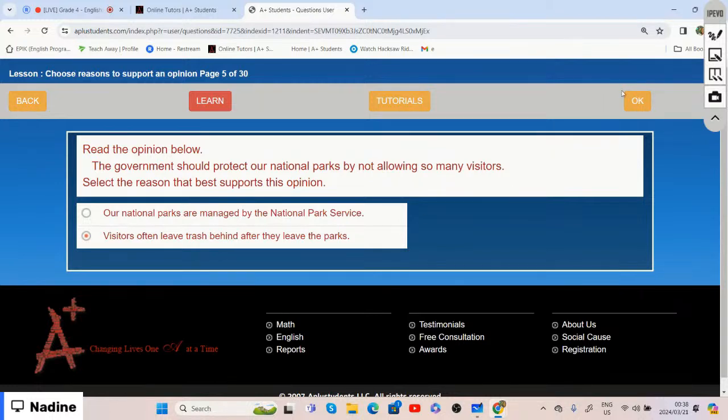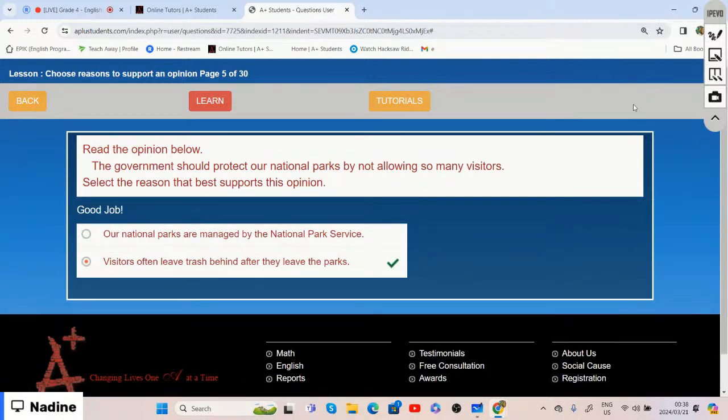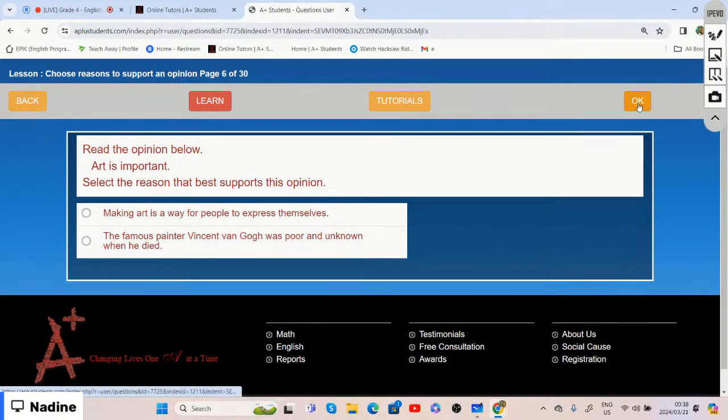All right. So we can then say that visitors often leave trash behind after they leave the parks, which is option two, right?